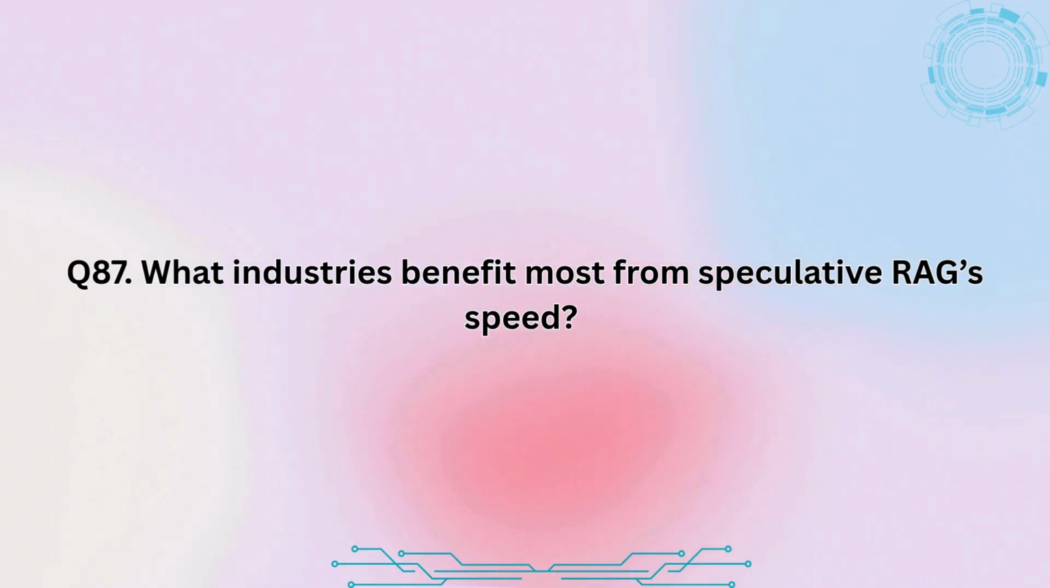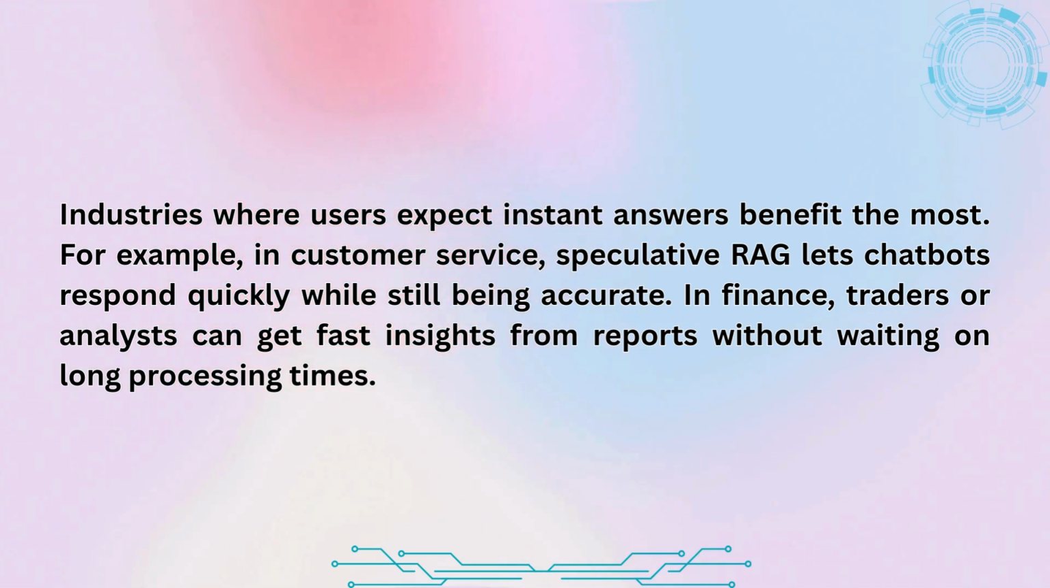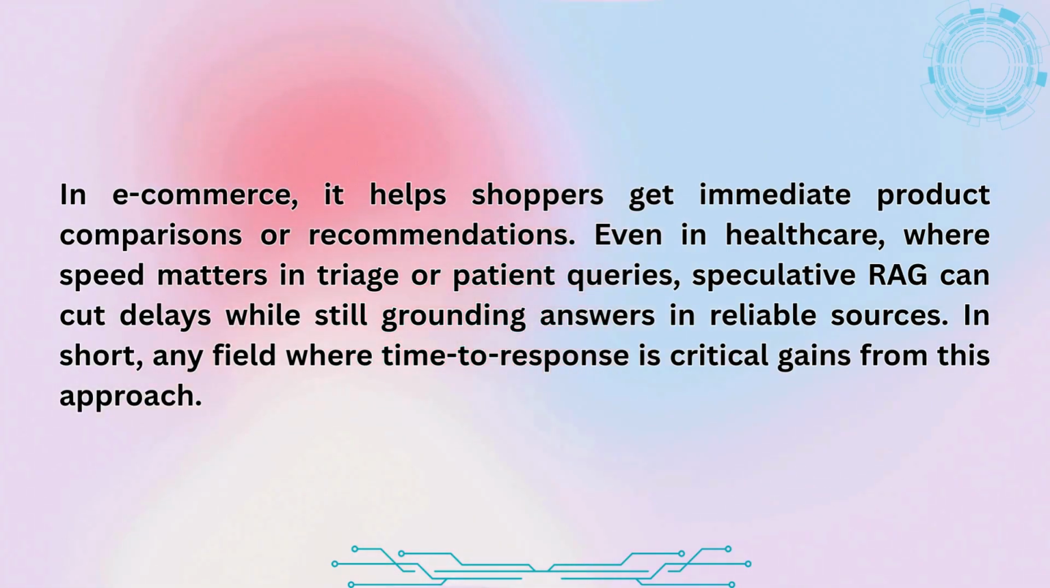What industries benefit most from speculative RAG speed? Industries where users expect instant answers benefit the most. For example, in customer service, speculative RAG lets chatbots respond quickly while still being accurate. In finance, traders or analysts can get fast insights from reports without waiting on long processing times. In e-commerce, it helps shoppers get immediate product comparisons or recommendations.